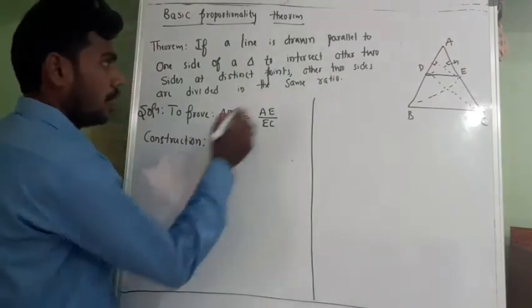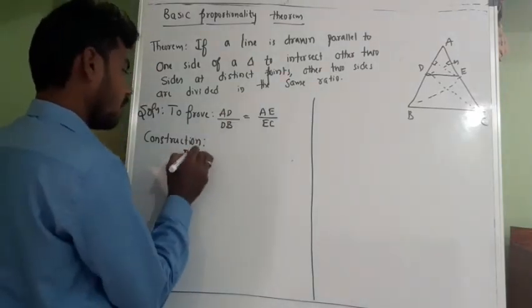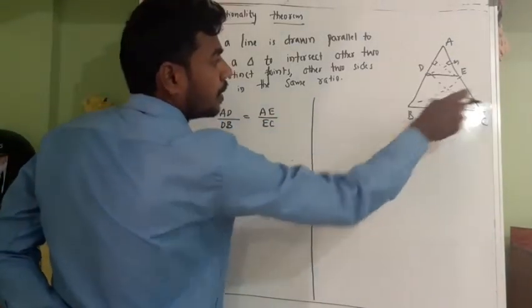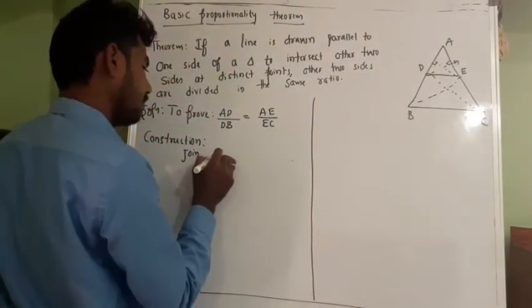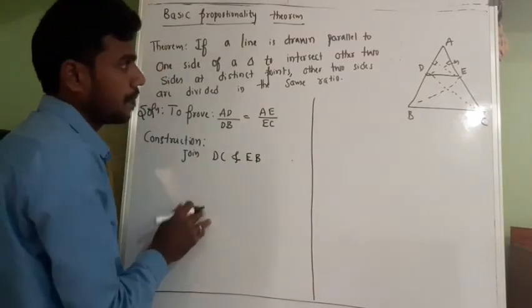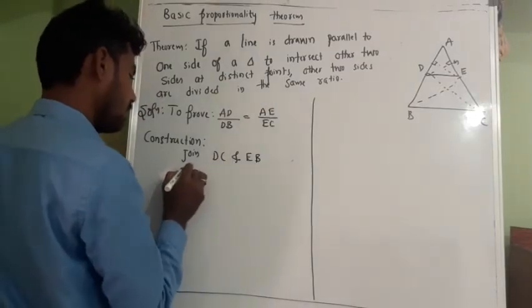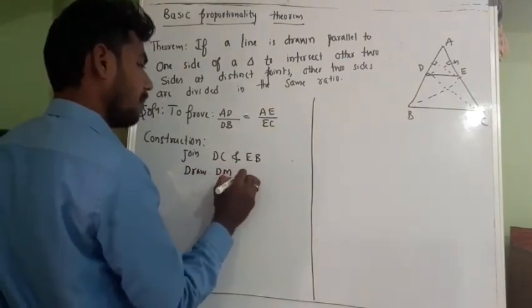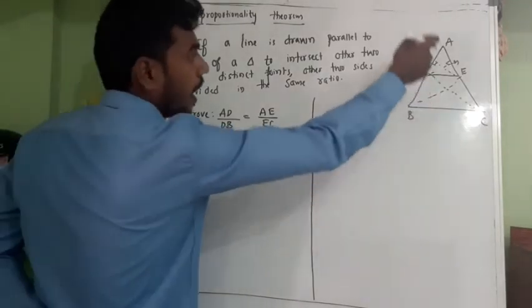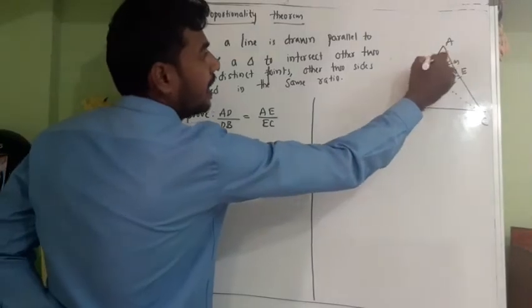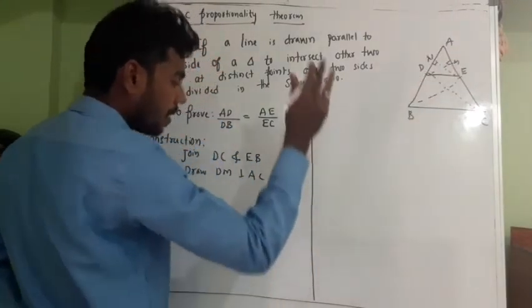What all things do I need to join? Join DC and EB. Next, draw DM perpendicular to AC and EN perpendicular to AB.